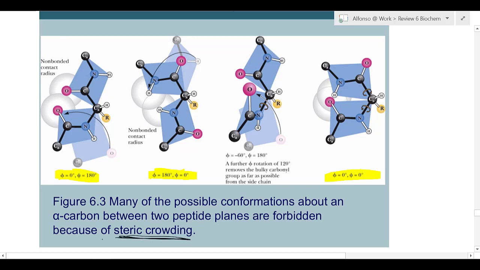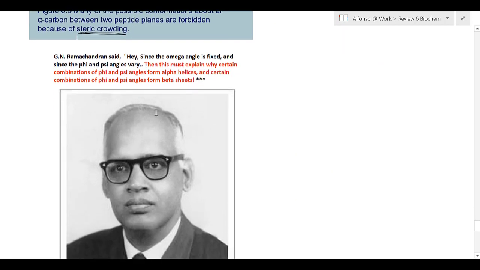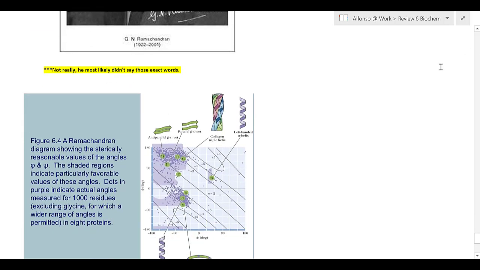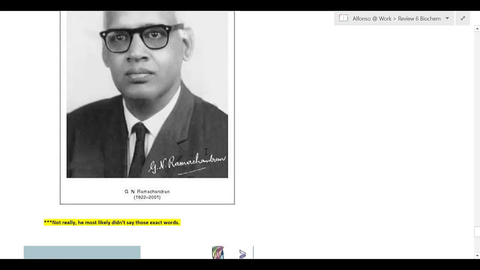Oh yeah. Okay. So this guy said, hey, since the omega angle is fixed, and since the phi and psi angles vary, then this must explain why certain combinations of phi and psi angles form alpha helices and beta sheets. He didn't really say that, but he said something along those words. And he came up with this Ramachandran plot. Have you discussed Ramachandran plots in your problem sections? No. Okay, but what about in class? Yeah.